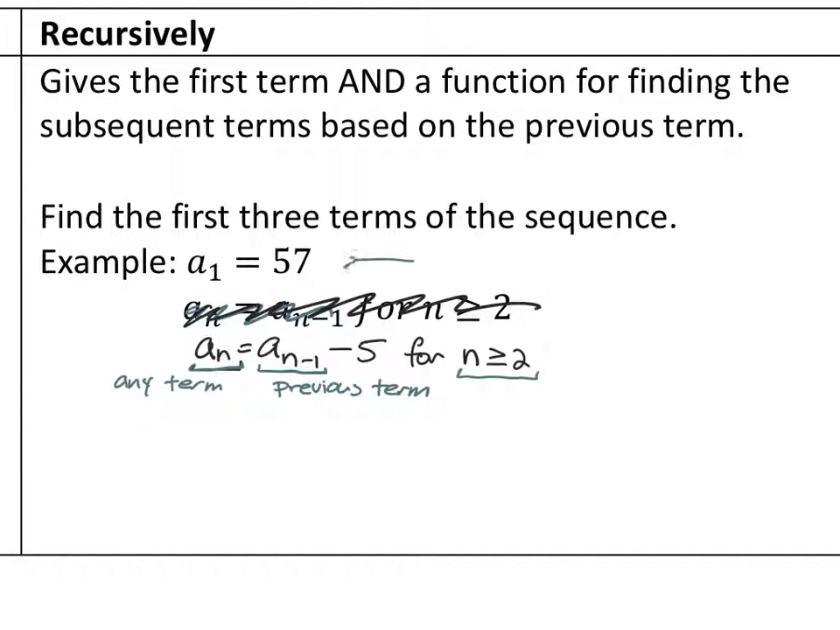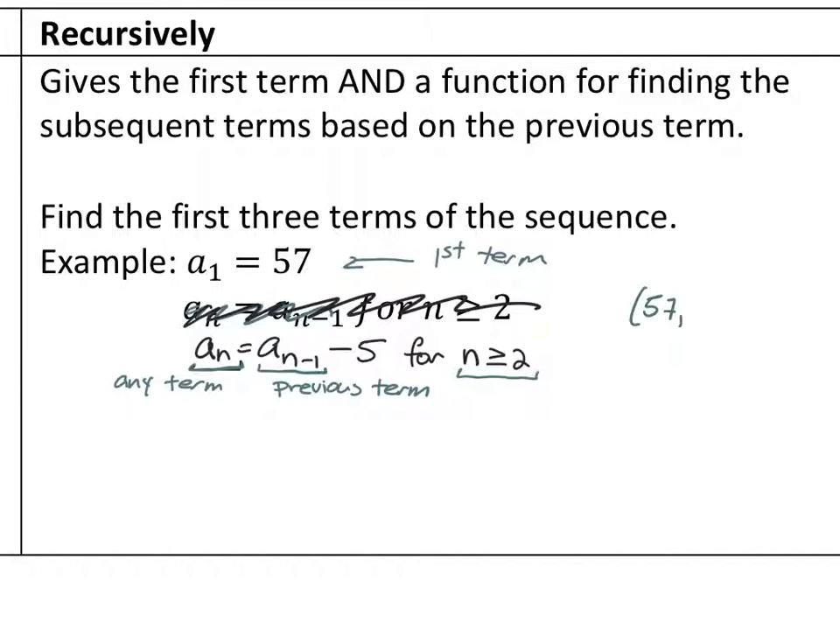Well, we already have our first term here. This is our first term. And our terms are always going to be whole numbers. We're always going to look for a sub 1, a sub 2, a sub 3. So if we've already found a sub 1, or we're given a sub 1, then the next one to find is 2, and go from there. So let's go ahead and use that. So we have our first term is 57.